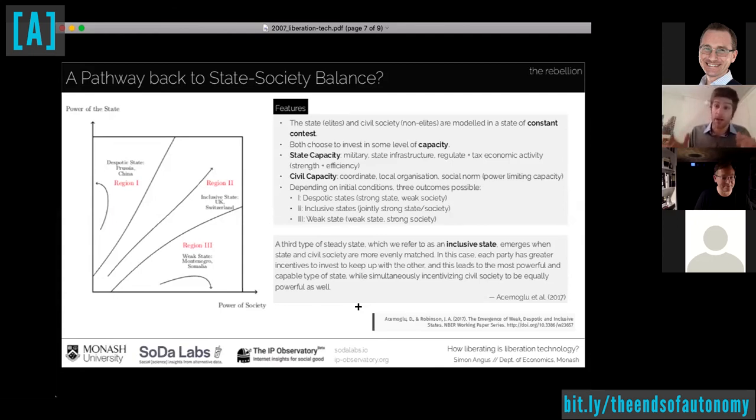So to not unduly clamp down on the state, but actually to have a strong society which is able to provide that kind of check and balance at the same time as having a strong state, because that's actually going to be a more efficient and better outcome for providing the kind of common goods that we look to the state to provide.